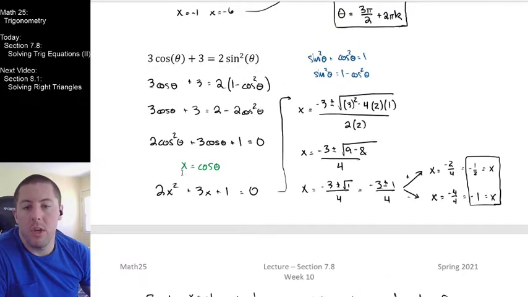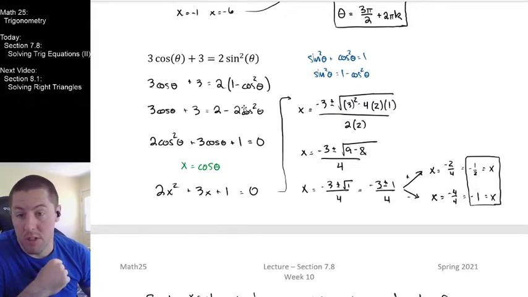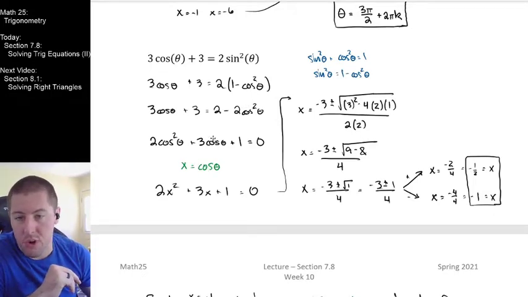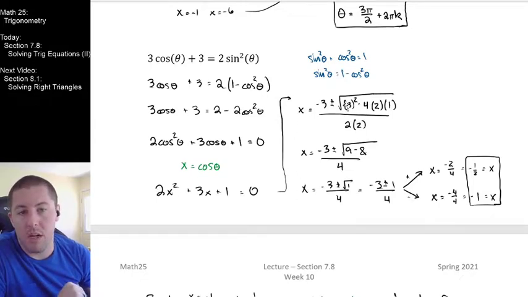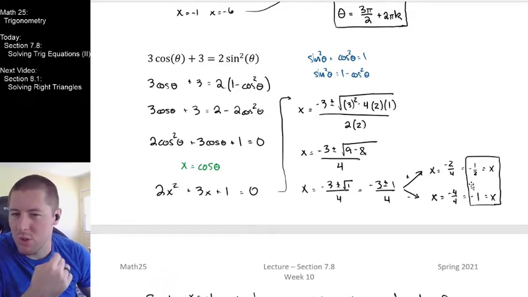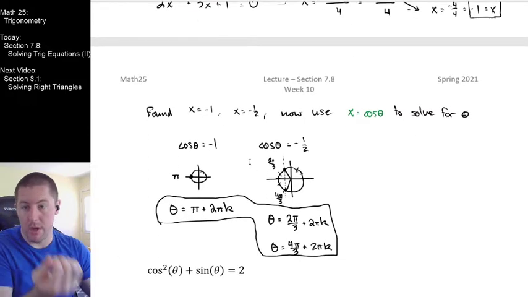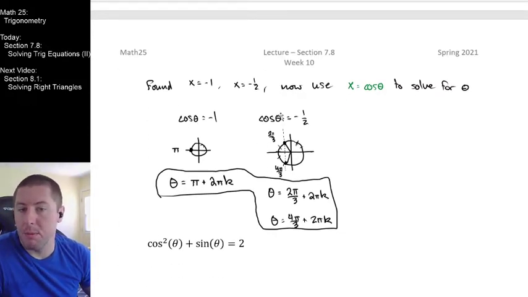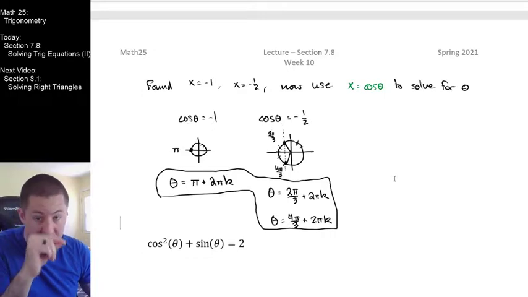So remember, we used an identity first to convert everything into one trig function, just cosine. Then we used a variable substitution to say, okay, now let's ignore that this is a trig equation. Let's just solve the quadraticness of it. We solved the quadratic equation using the quadratic formula and found our two quadratic solutions, but those were in terms of x. We really wanted theta. So then we had to go and undo the substitution that we did. And now we were able to pretty simply solve for theta with these two statements right here.